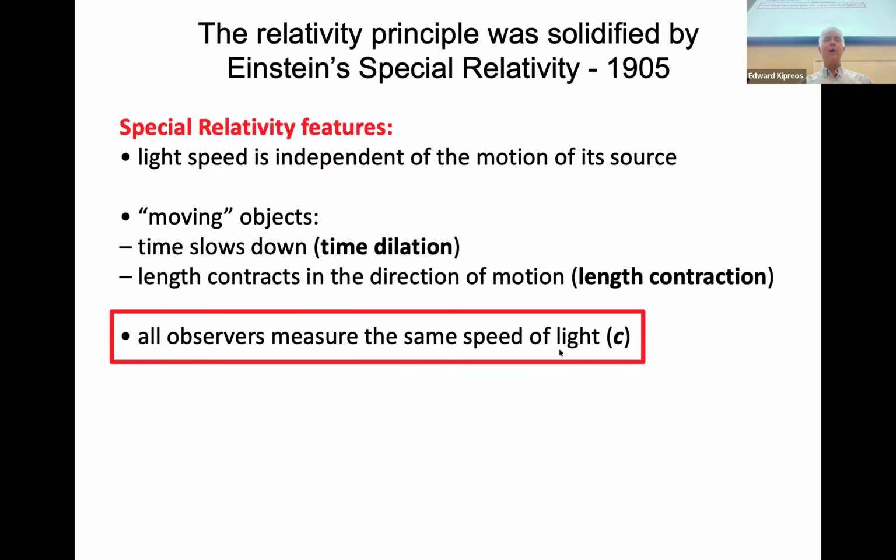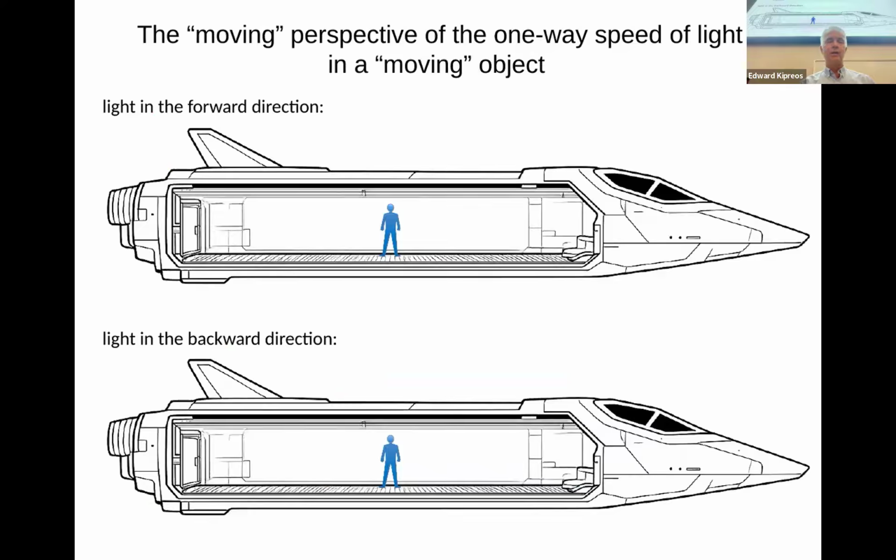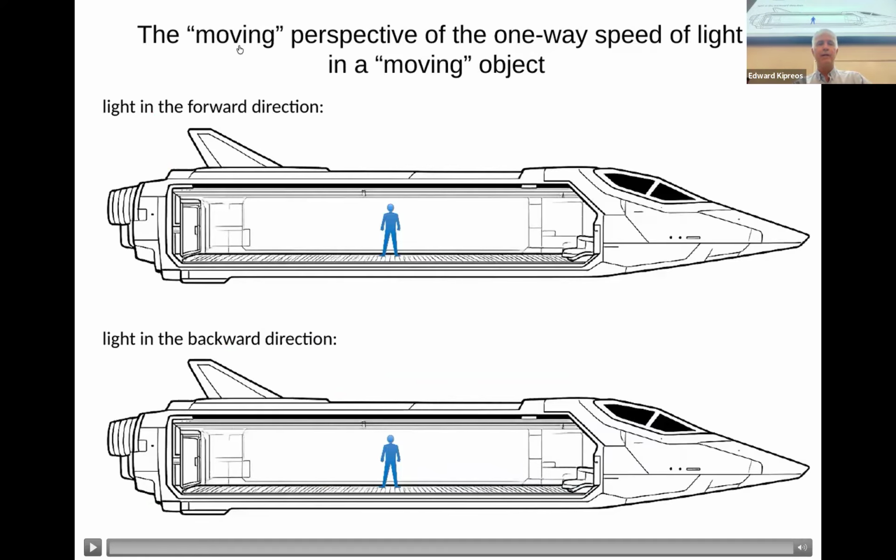And this is actually really surprising, and so we have to go over exactly how this works. So here's the moving perspective. Here's a moving observer who's in a spaceship. The spaceship is moving. And we're going to be looking at light going in the forward direction from the back of the cabin to the front of the cabin, and light going in the backward direction from the front of the cabin to the back of the cabin. And what you're going to notice is that this light is going to go equally, and it's going to end up at the same time in the two directions.